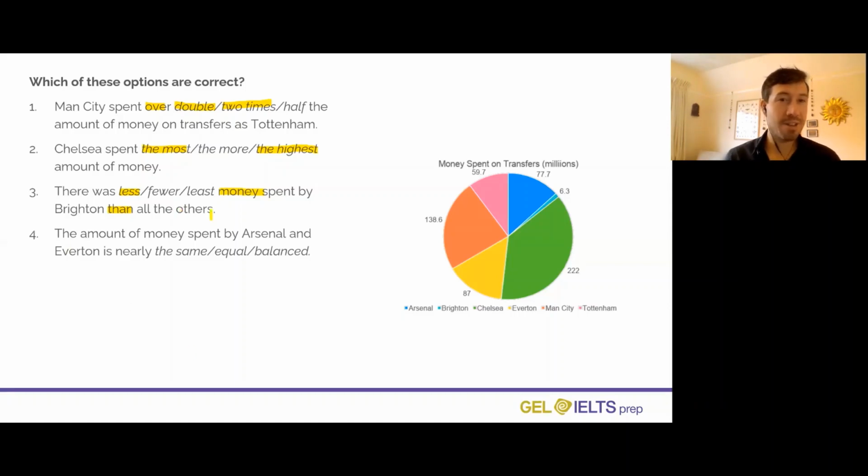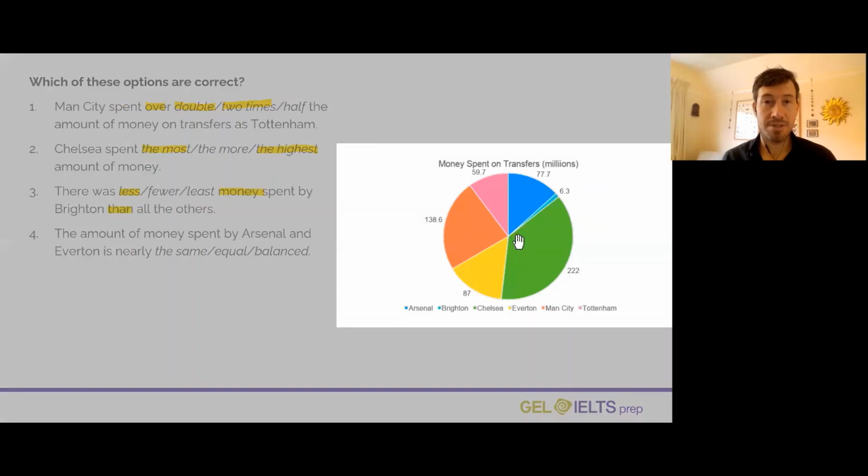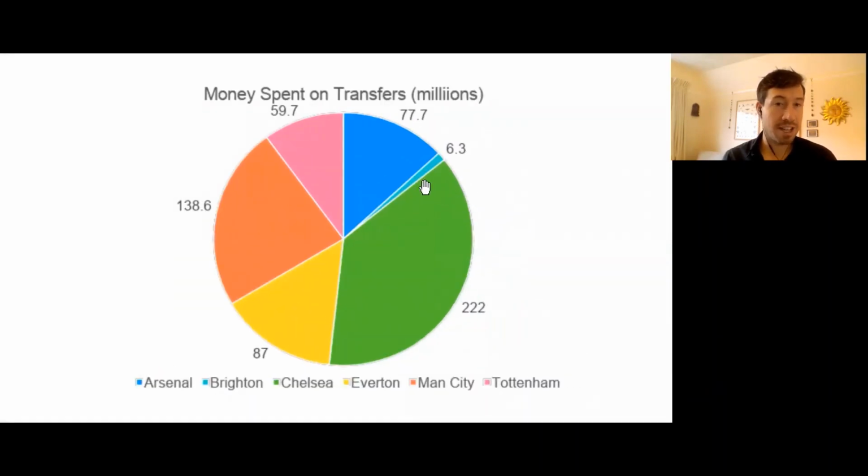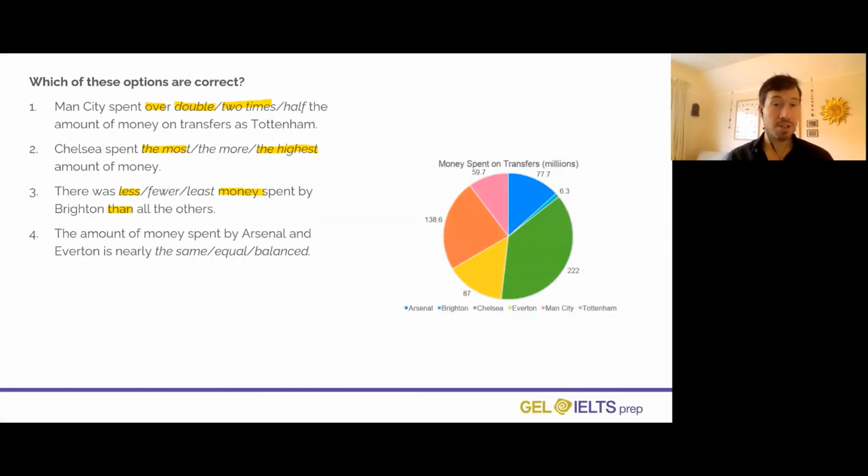Okay, so it says the amount of money spent by Arsenal and Everton is nearly the same or equal or balanced. Let's just see first if that's true. Arsenal 77, Everton 87, so nearly the same, quite close. So we could say yes, nearly the same would be fine. Nearly equal, yeah, that's also fine. Nearly balanced, no, that doesn't make sense. We wouldn't use the adjective balanced here.